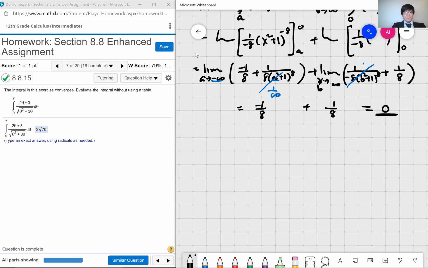Number 7. Again, this function is not defined, not continuous at theta equal to 0. So we have to say a through 7, where a approaches 0 from the positive direction.